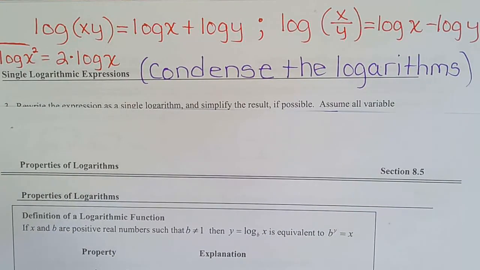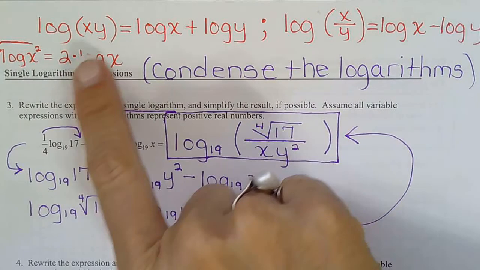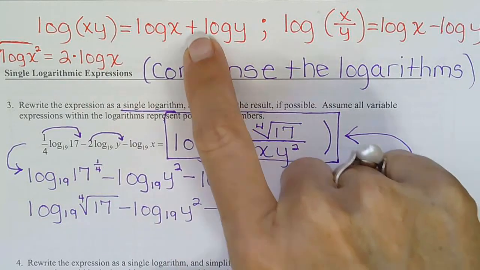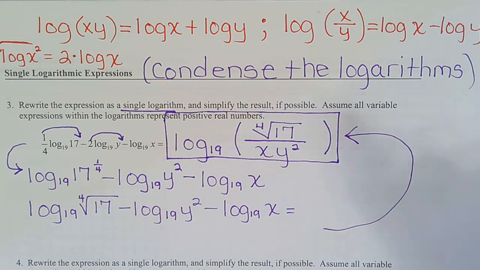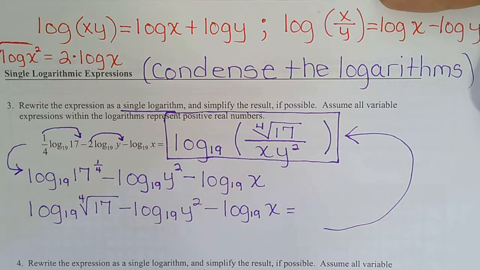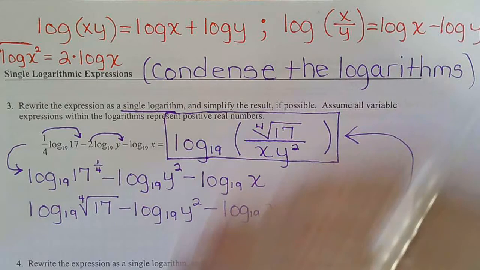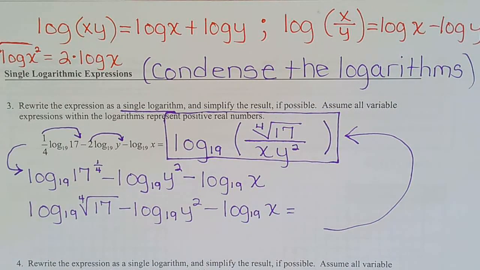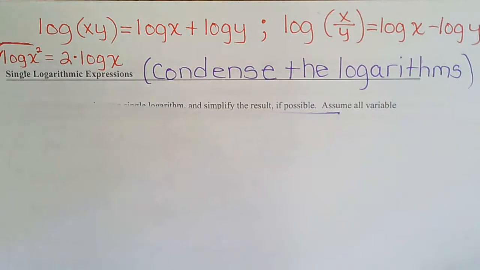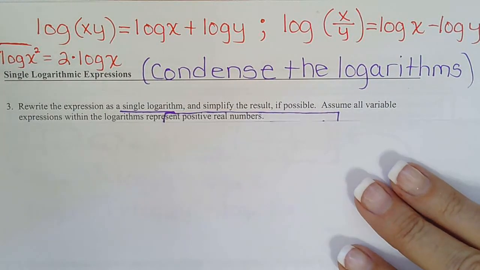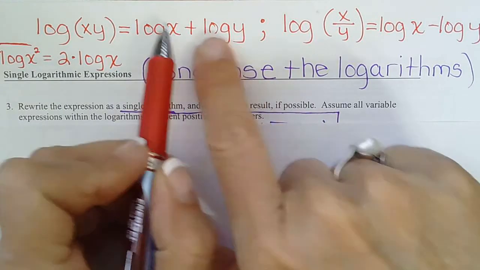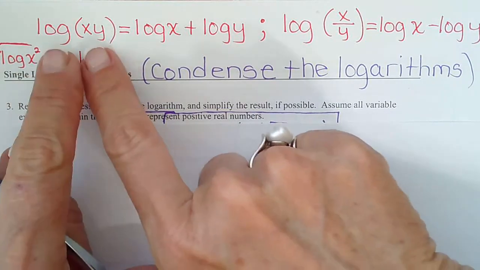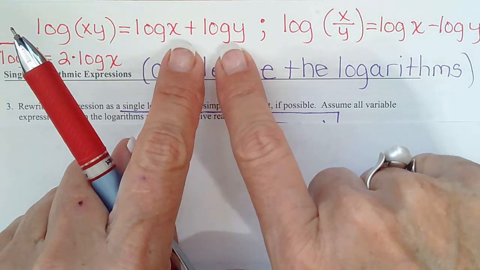And then I have the product rule, which says the log of a product turns into the sum of logs, and the log of a quotient turns into the difference of logs. So you're probably thinking, why do I need to write these? I just did 4 problems with them. Well, you did 4 problems where you were expanding. It's a lot different to take the properties and condense. So what you're going to be doing is going from this to this, where on the last page you went from this to this. So now we're going to be going backwards.